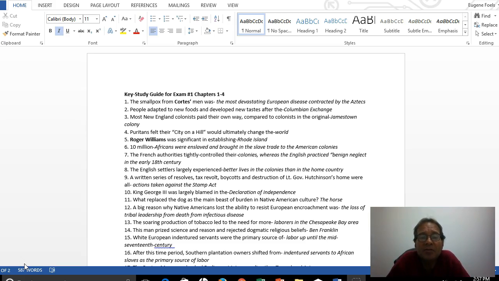8, the English settlers largely experienced better lives in the colonies than in their home country. 9, a written series of resolves, tax revolt, boycotts, and destruction of Lieutenant Governor Hutchinson's home were all actions taken against the Stamp Act. If you've been doing some of the inquisitive chapter questions, you might recognize some of these.